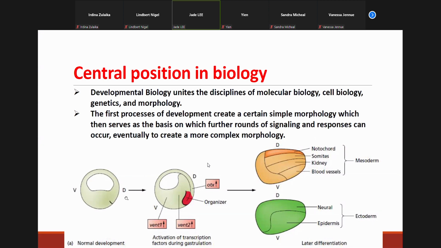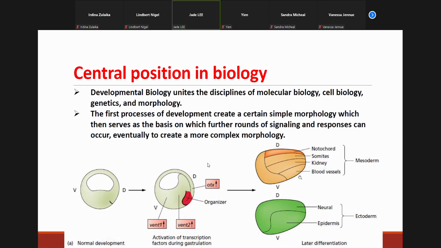If you look at this, this is the activation of the transcription factors during the gastrulation, and this is the normal development. Okay, the genes featured, MT1, MT2, and RTX, they are actually expressed. Why? Because they are needed. Right? They are needed, and at the end, they slowly go to the organizer.